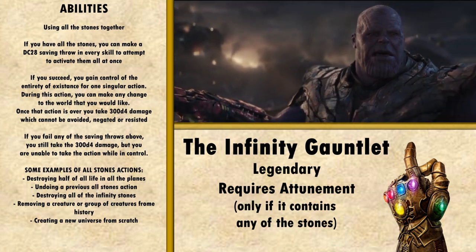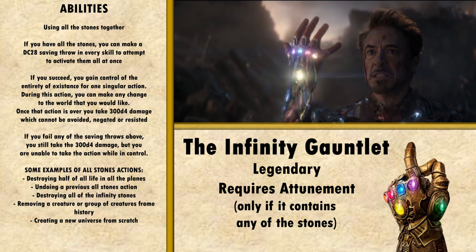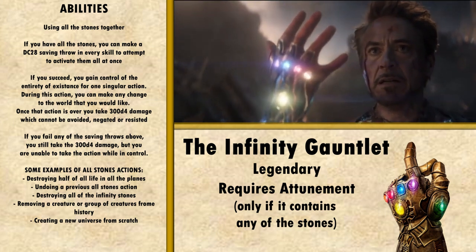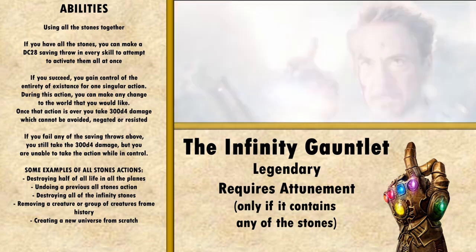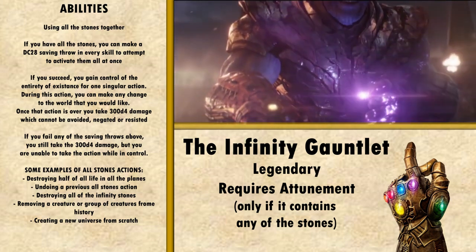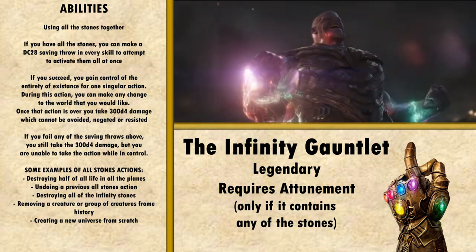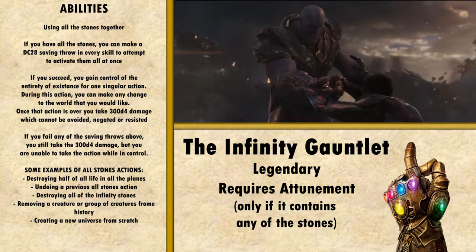During this time, you can make any change that you would like. Once that action is over, you take 300 d4 damage, which cannot be avoided, negated, or resisted. If you fail any of the saving throws above, you take the damage without being able to take the action in control. If you die by this 300 d4 damage, then your soul is destroyed.